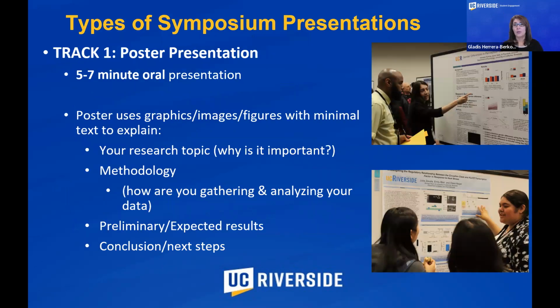Okay, so we have 4 types of presentation types that you can apply to present in. The first one is a poster presentation. This year, we're going to be hosting our poster presentations in person. And so in this regard, you're going to put together a 5 to 7 minute oral presentation where you're going to walk us through your research. And the poster is your visual, where you're going to help us see the work that you've done.